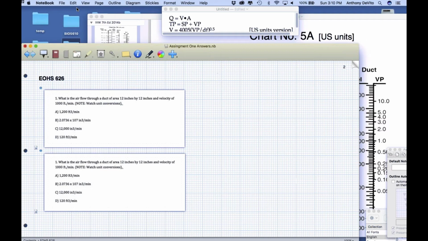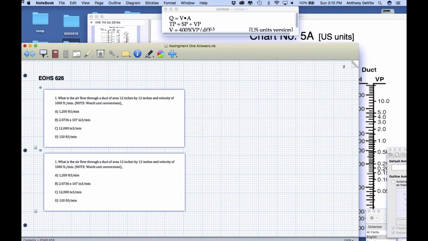First problem: what is the airflow through a duct of 12 inches by 12 inches with a velocity of 1,000 feet per minute? Watch the conversion factor. It's actually not much of a conversion factor here, but there is a minor one involved. So what's that going to be? We just discussed this formula. The quantity of air flowing through is equal to the velocity times the cross-sectional area.